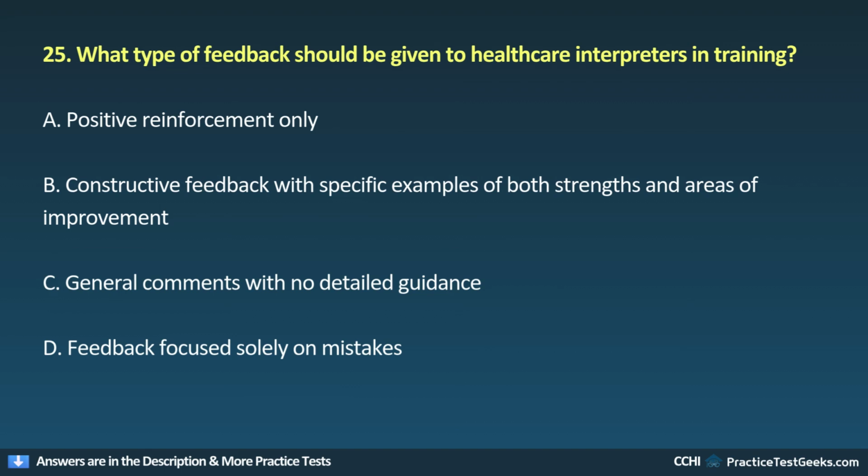25. What type of feedback should be given to healthcare interpreters in training? A. Positive reinforcement only. B. Constructive feedback with specific examples of both strengths and areas of improvement. C. General comments with no detailed guidance. D. Feedback focused solely on mistakes.